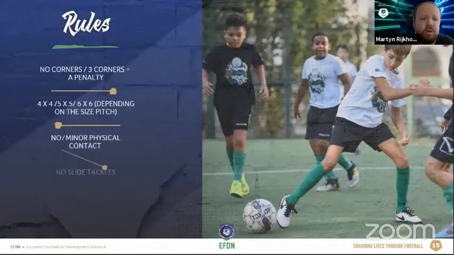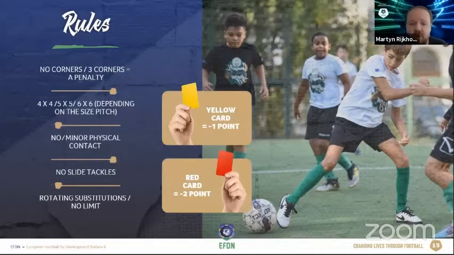What are the rules of the Community Champions League? Since it's a street league competition on a street field, there are no corners, so 3 corners equal a penalty. Every pitch also depends on size, and they're all different. So it's up to you to decide if you do 4 against 4, 5 against 5, or 6 against 6. But 6 against 6 is really the maximum which we advise you to do.